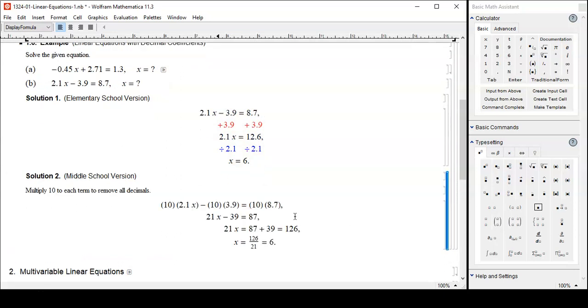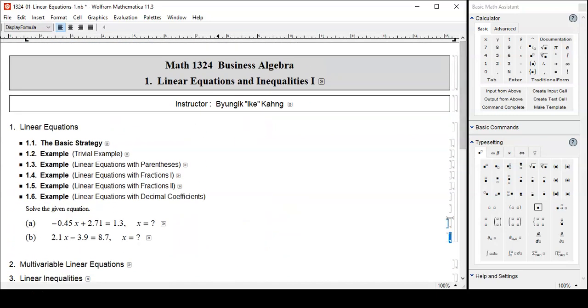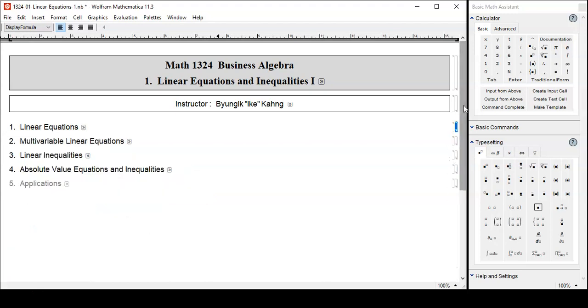Or you can change the original equation into integer equation by multiplying by 10 to each, so that you move this decimal by 1 unit to the right. So 21x minus 39 is 87, and we do the usual. Subtract this one away, and so on and so forth. So if you have any decimal equation, you can always change those to integer coefficient equation and then use all those techniques that we went through. Number 1, denominator. Number 2, parentheses. Number 3, like terms.